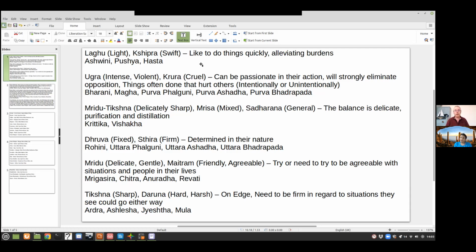The Mridu, Tikshna, Mishra, and Sadharana Nakshatras are Kritika and Vishaka. The Dhruva and Sthira are Rohini, Uttara Falguni, Uttara Ashada, and Uttara Bhadrapada. And the Mridu Maitrim Nakshatras are Mrigashiro, Chitra, Anuradha, and Revati. And the Tikshna Dharuna Nakshatras are Ardra, Ashlesha, Jeshta, and Mula. So we're going to go on next to talk about the kingdom of the nakshatras.